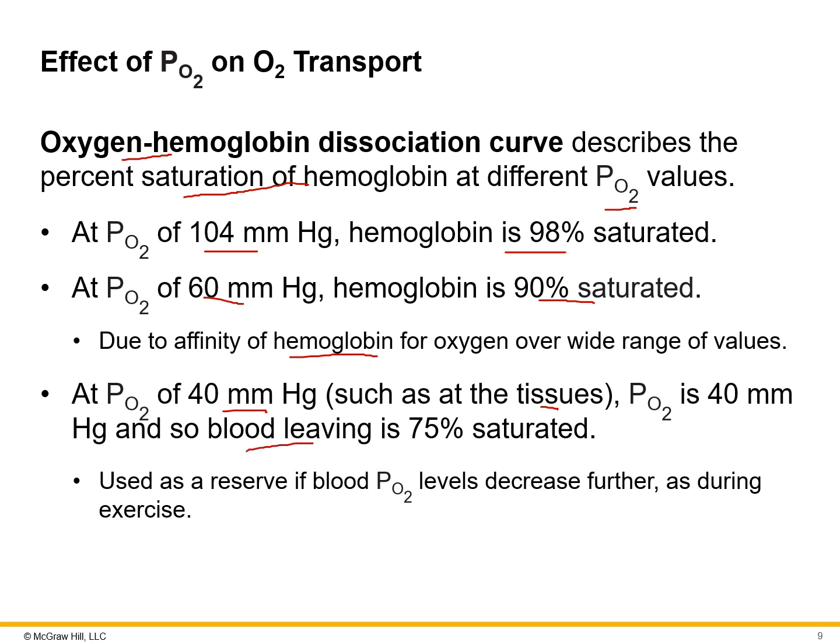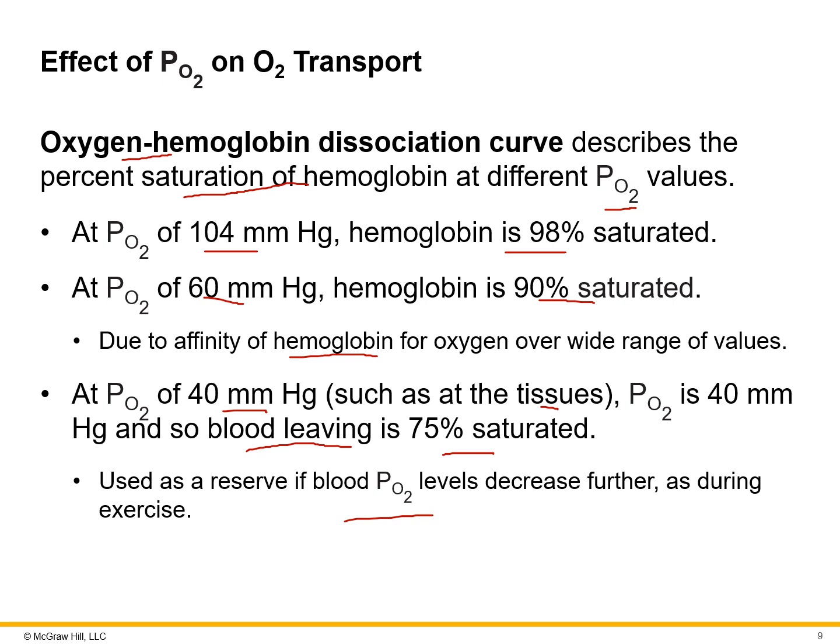now that oxygen is going to leave and go into the tissue again by diffusion. So now the hemoglobin's down to 75% saturated. So again, by changing the partial pressure of oxygen, it allows oxygen to come off of hemoglobin and move into our tissues. But this is used as a reserve if that partial pressure level decreases even more, say during exercise. Then we have that reserve amount that can be used to provide oxygen during exercise.